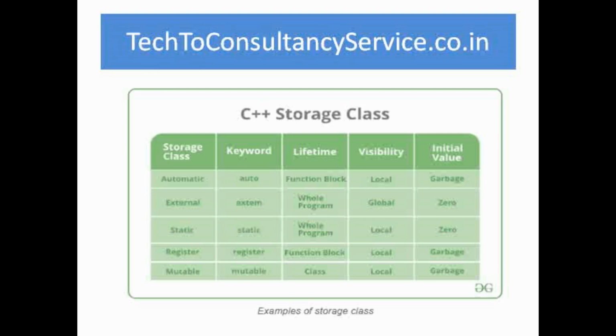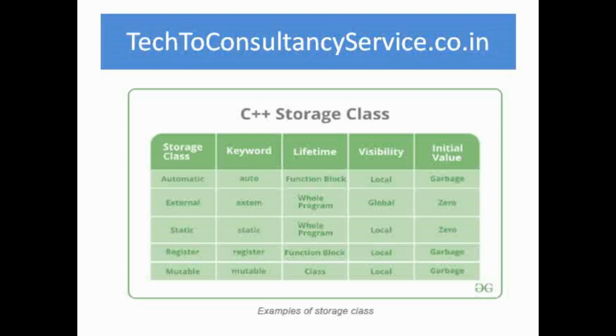Now some types of the storage classes, as you can see, are automatic, external, static, register and mutable. You can also see the corresponding keywords which will be used. For automatic we use auto, for external we use extern, for static we use static, for register we use register, and for mutable we use mutable. The lifetime of an automatic variable is a function block. Only in the function they will be active. The moment the function goes out of scope, it will be destroyed.